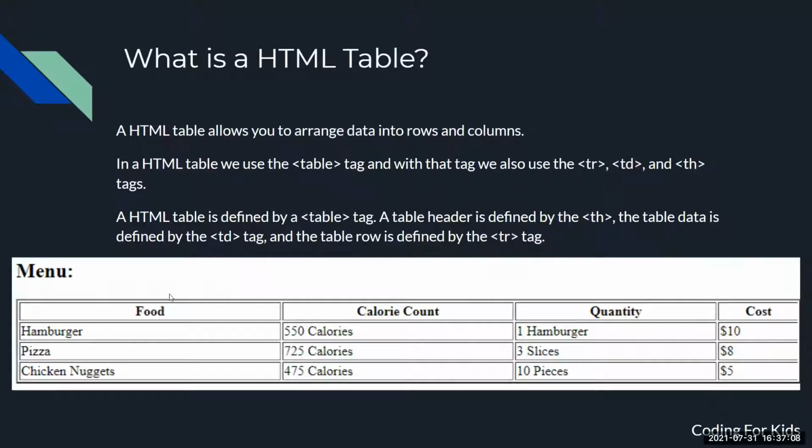A table header, which is food, calorie count, quantity, and cost in this table. You can see everything in the top row, the bolded text, that is all the table headers. And the table data is like hamburger, pizza, chicken nuggets, that stuff. So that is the table data, everything inside of these rows. And then a table row is a whole entire row. For example, hamburger, 550 calories, one hamburger, and $10. This whole thing is one row. So to define a row, we use the tr tag.